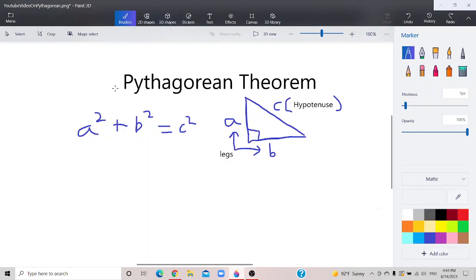Today we're going to be learning about the Pythagorean Theorem. The Pythagorean Theorem is used to find a missing side of a right triangle. The formula for the Pythagorean Theorem is a squared plus b squared equals c squared. This formula is commonly used to find a missing side of a triangle, like I said.